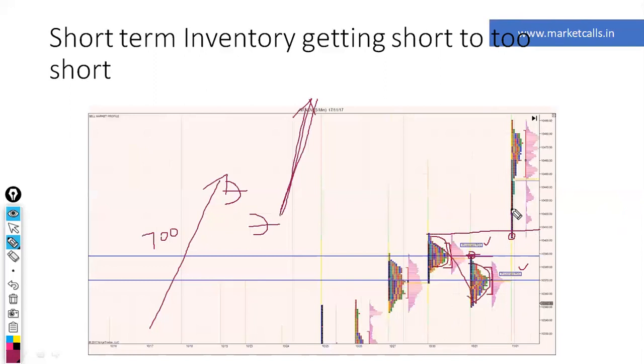Go and get the open drive. Go and play towards the open drive, right? Because the inventory itself is getting short to too short, and now there is a gap up and there is a continuation. So you have to go in the direction of the continuation there. You're getting my point? Any questions here?